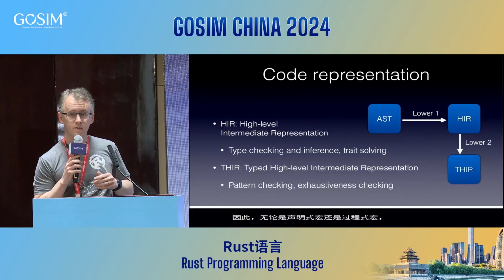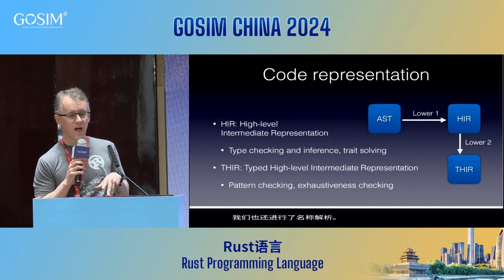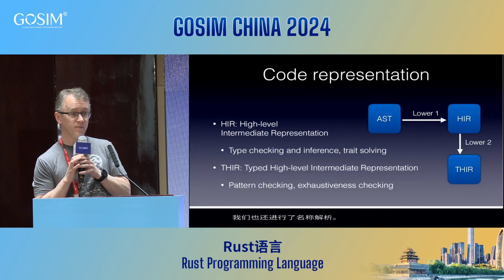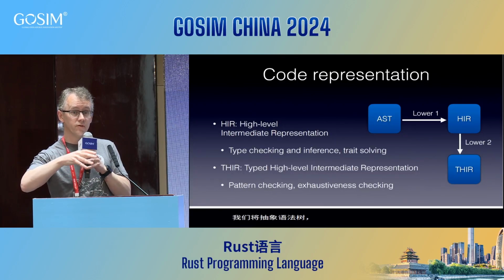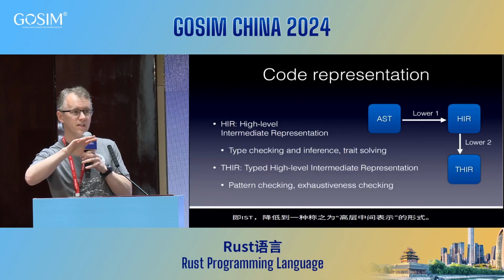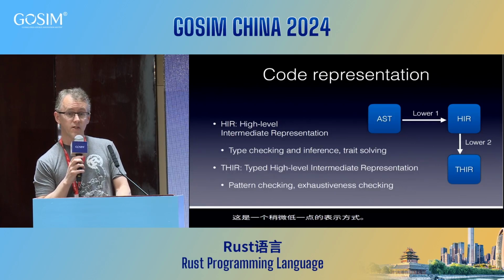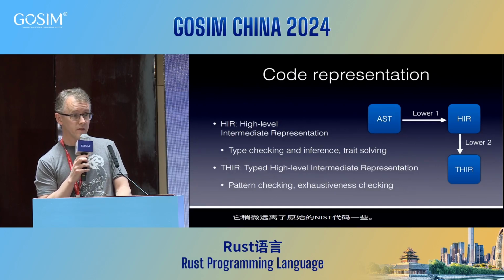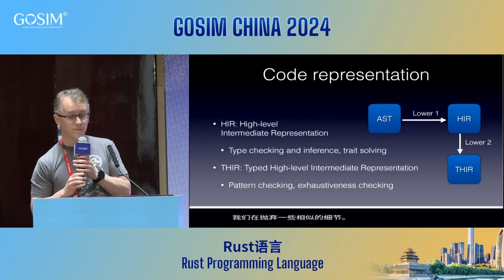Now the next step is we take the abstract syntax tree, the AST, and we lower it into something called HIR, which is short for high-level intermediate representation. This is a slightly lower level representation. It's a little bit further away from the original Rust code. We've thrown away some of the details. And this is an important point because this is where we do type checking and type inference and also trait solving, which are all very important parts of the compiler's operations.